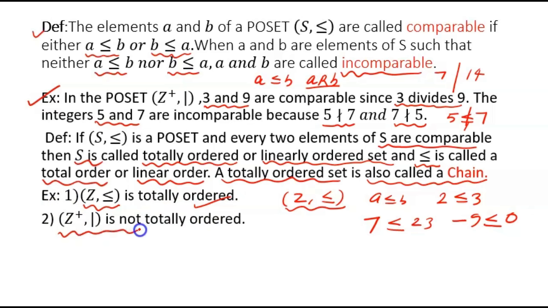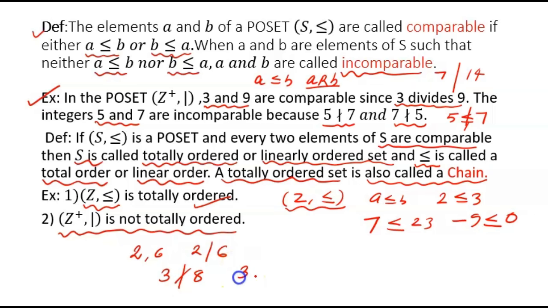But this is not a totally ordered set: the divisibility on the set of positive integers. You can clearly see that if I say 2 and 6, then 2 and 6 are related because 2 divides 6. But if I take 3 and 8, then 3 and 8 are not related because 3 does not divide 8.